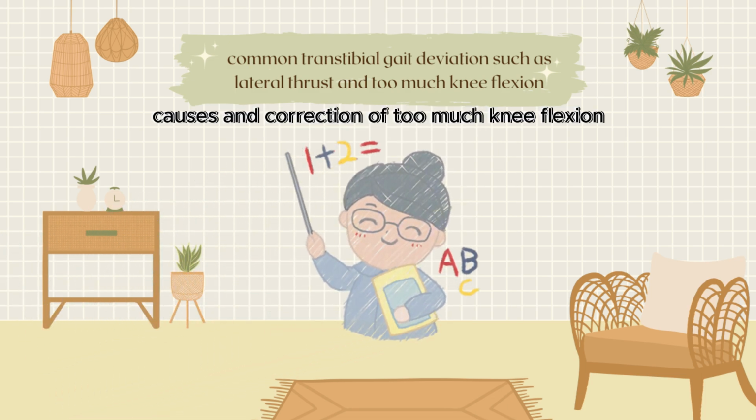From this gait deviation, there are causes and corrections. The first cause is the plantar flexion bumper being too stiff. So, we should replace the plantar flexion bumper with a new one.